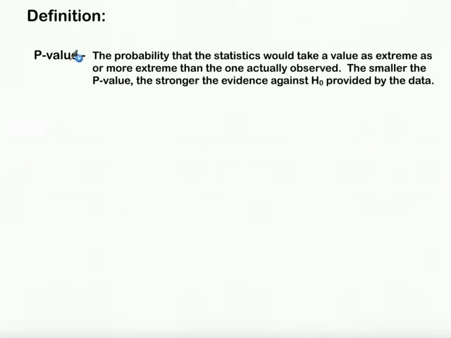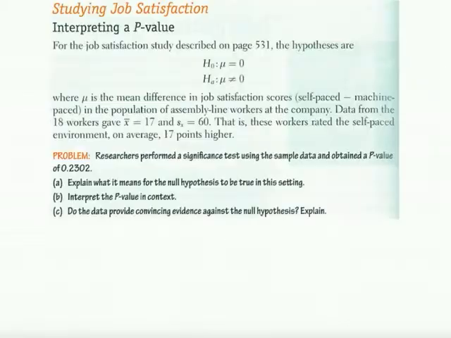All right, next we're going to talk about a p-value. A p-value is the probability that the statistic would take a value as extreme as or more extreme than the one actually observed. The smaller the p-value, the stronger the evidence against H0, the null hypothesis, provided by the data.